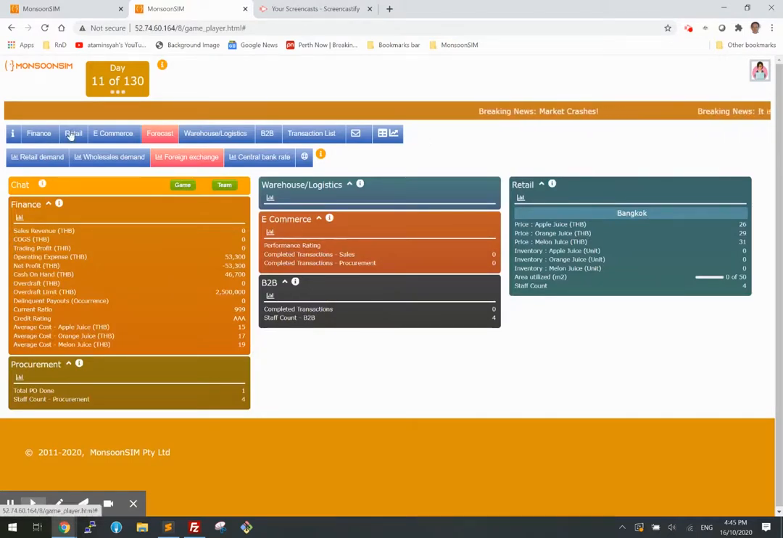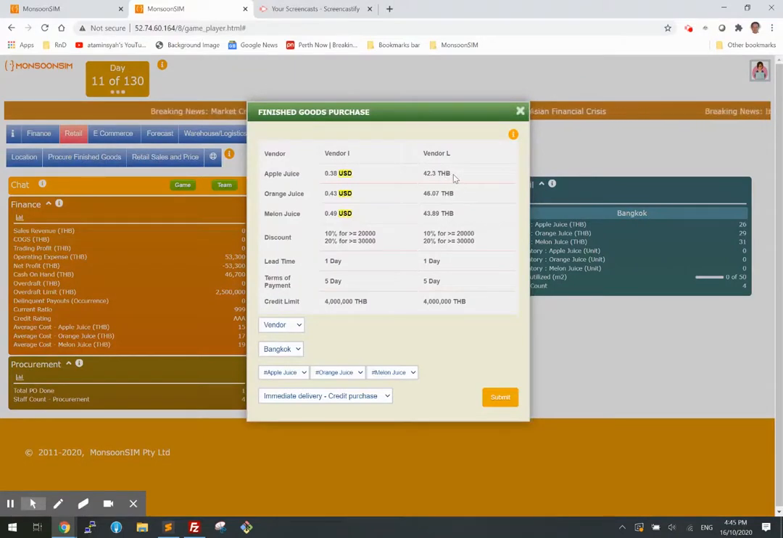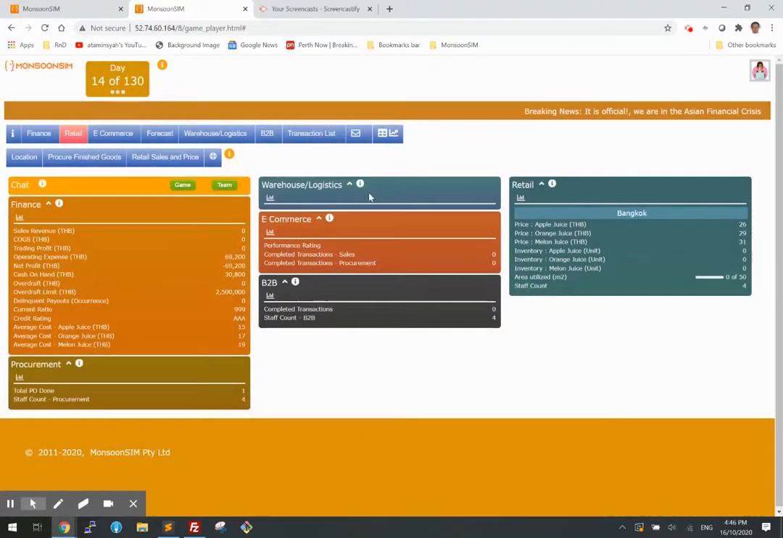So let's see what happened if we buy. Look at how our local vendor has raised their price. It was 15 baht and now they have raised it to 42. But the importer is still demanding about the same, 0.38 US dollars. So the importer doesn't get affected, only the local vendors are affected. Okay, so that is what happened to our cost of goods sold.